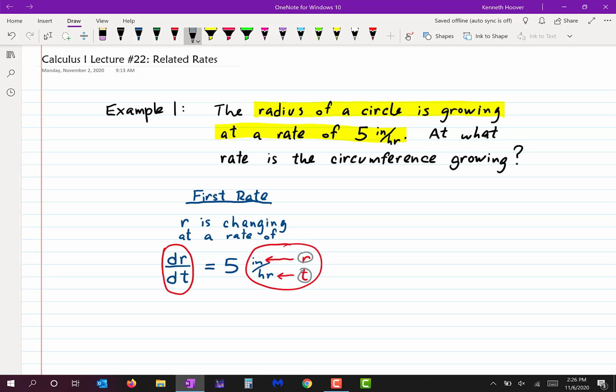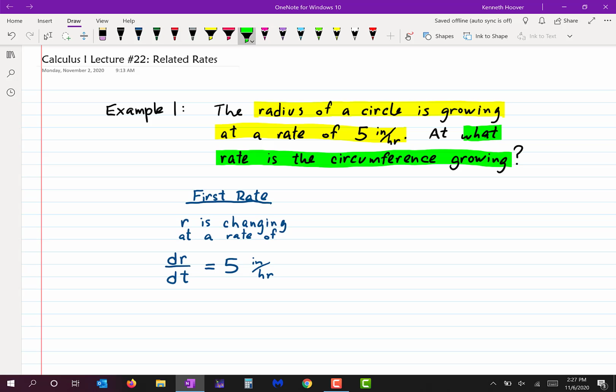Inches over hours. The measurement of the radius over the measurement of time. And here I have that in my notation also, r over t. It helps me to keep things set up properly, and sometimes it even helps me to set it up properly in the first place. Okay? All right, so that's one rate that they have given us. Now, there's another rate mentioned in the problem too. Where's that? They don't give it to us, but they mention it.